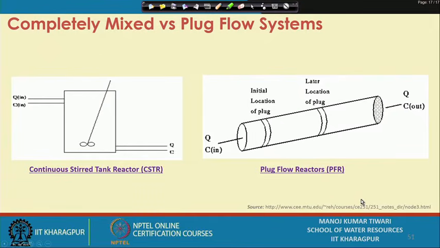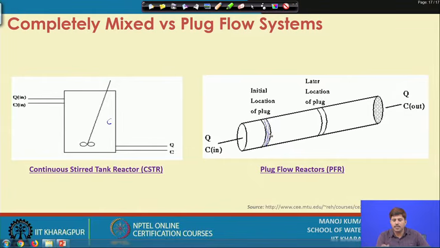So, in a completely mixed system you will have stirring devices; it is a continuously stirred tank reactor. Whatever is coming in is going out, and the concentration here is C. So, the concentration in the outlet will also remain C. But in a plug flow reactor, something is different. Let us say you have one plug here. This is its initial location; at the final location this plug will move downstream, if this is your direction of flow, and the concentration here could be different.